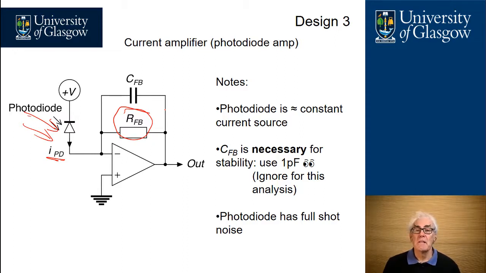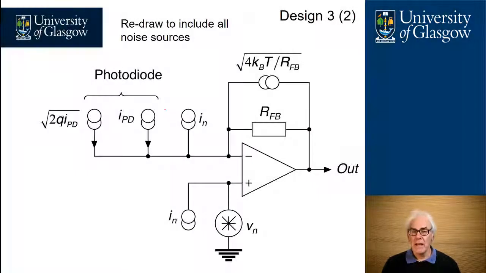When you're doing analysis with things like photodiodes or other current sources, you can assume that the source is actually a constant current source, so you don't need to worry about it. And we're going to calculate out that the photodiode has full shot noise associated with the flow of current because it's crossing a junction. Let's redraw our circuit now and consider all our noise sources around our circuit.